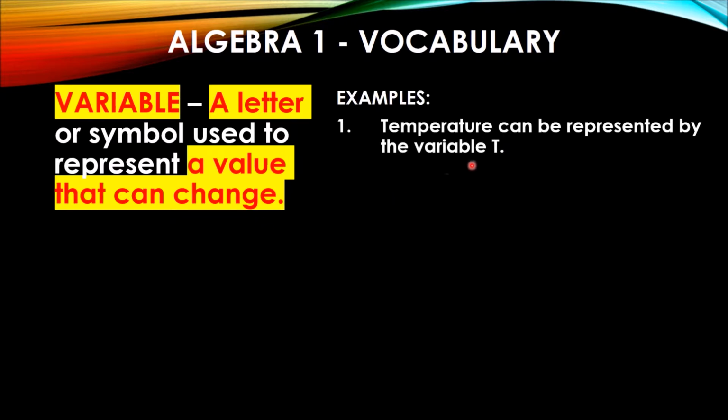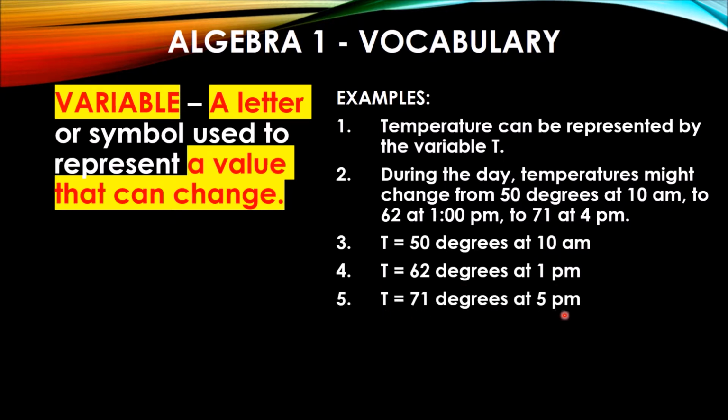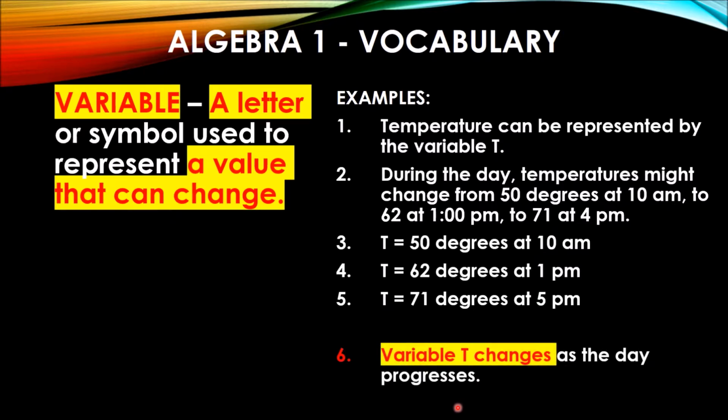Let's say that we're taking the temperature of our city at different times during the day. So maybe at 10 a.m. the temperature is 50 degrees. And then the temperature changes to 62 degrees at 1 p.m. And then it changes again because at 5 p.m. it's 71 degrees. So here's the point. That temperature is changing throughout the day, and so we'll represent it with a variable t. The variable t changes as the day progresses.